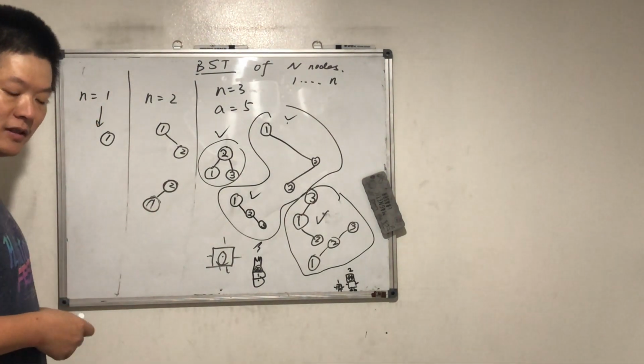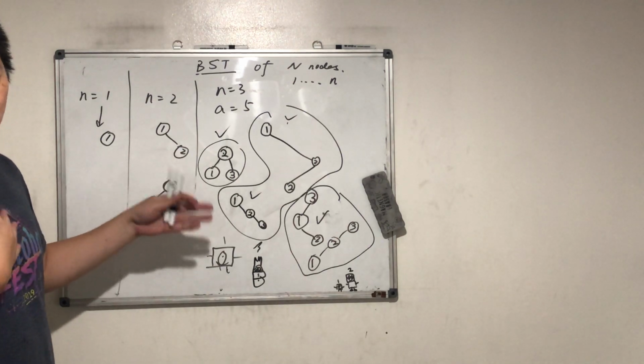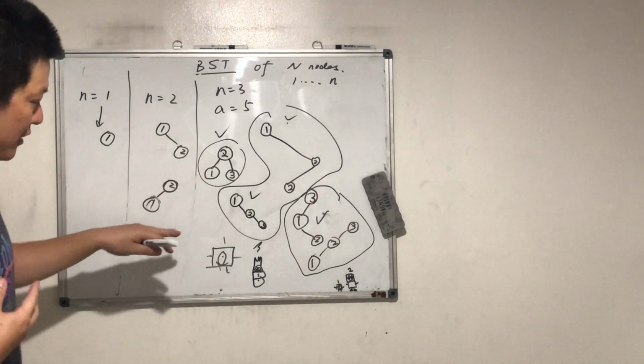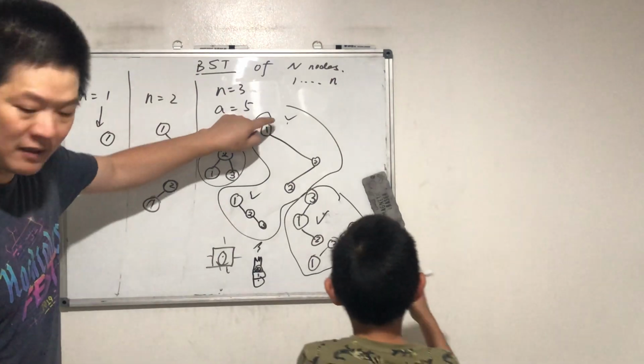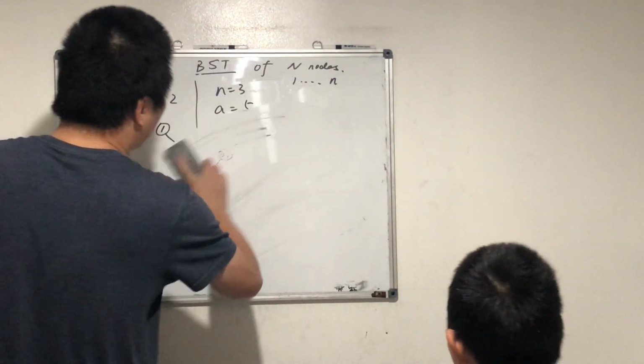Memorization, top down, bottom up. Yeah, but we need to find out the way to compute the value, okay? To compute based on the number of roots, yeah? Okay. So if you know this, let's do this.